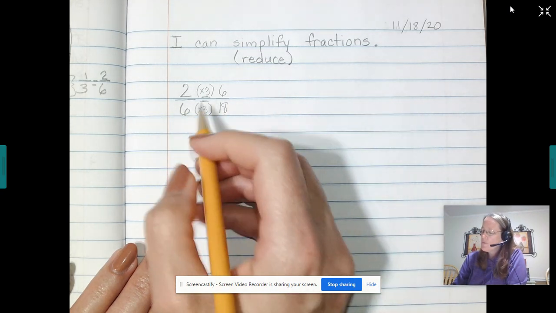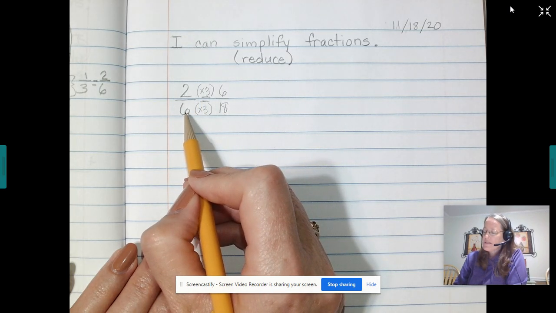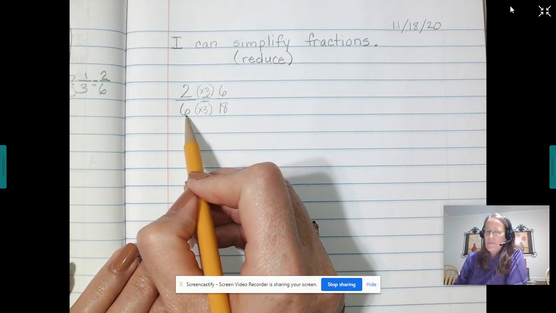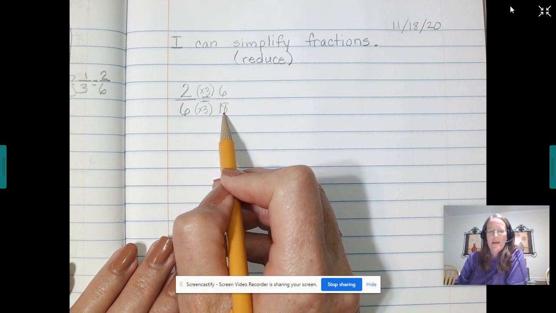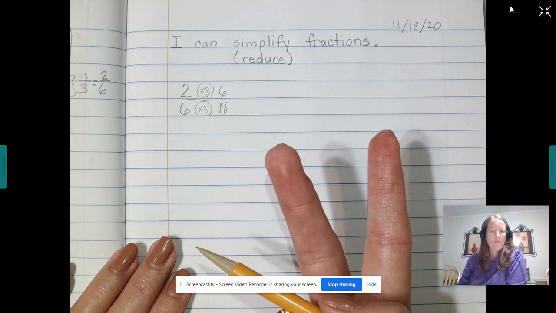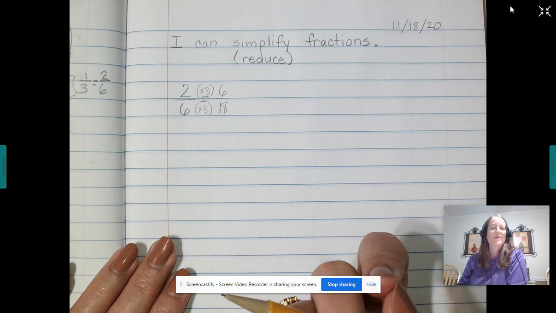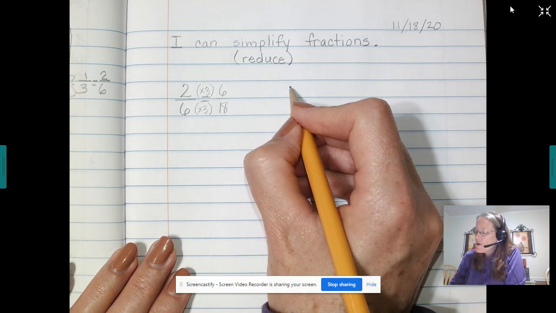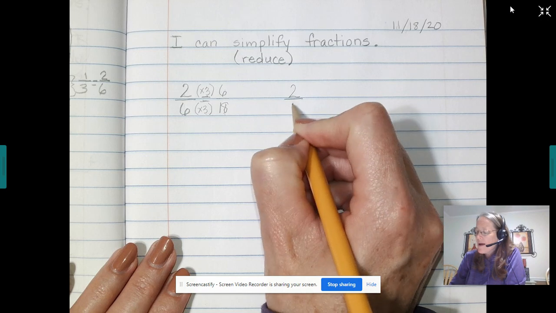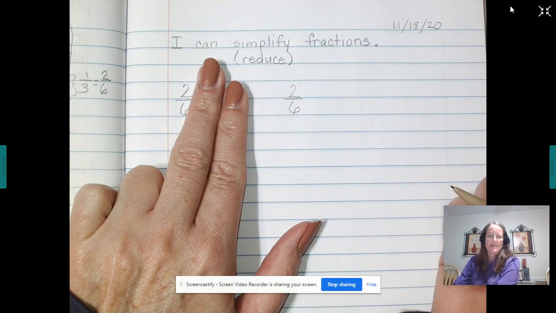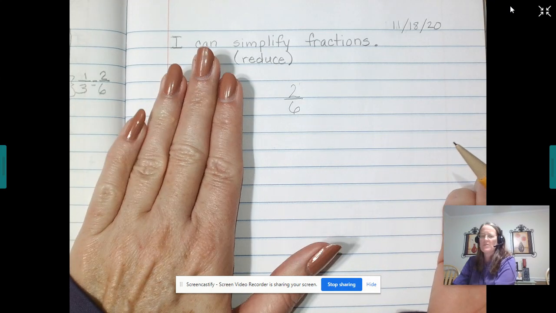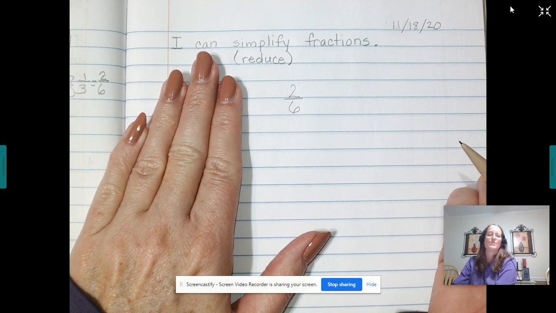But what really happened is sixths are much larger units than eighteenths. 18 is a bigger number, but the units are smaller. We want to do the opposite when we are simplifying fractions or reducing fractions. So let's take that same fraction, 2 sixths, and this time we are going to simplify it. I'm just going to cover this up for a second. We don't want to get confused.